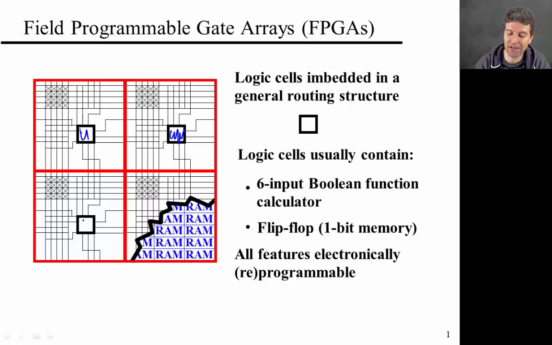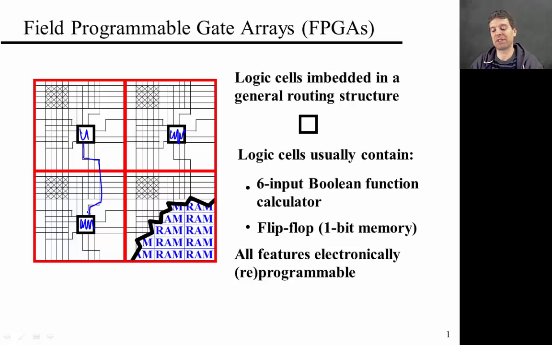are the logic cells, and as you can see, they are connected to one another in some way. The connections are more dense between neighboring logic cells, and they're less dense between logic cells further apart. But by and large, this is a very repetitive structure, essentially. And each of the logic cells contains, typically a 6-input Boolean function calculator and 1 bit of memory. And the key thing here is that all the features, like all the connections and exactly what logic is used, etc., is electronically reprogrammable.